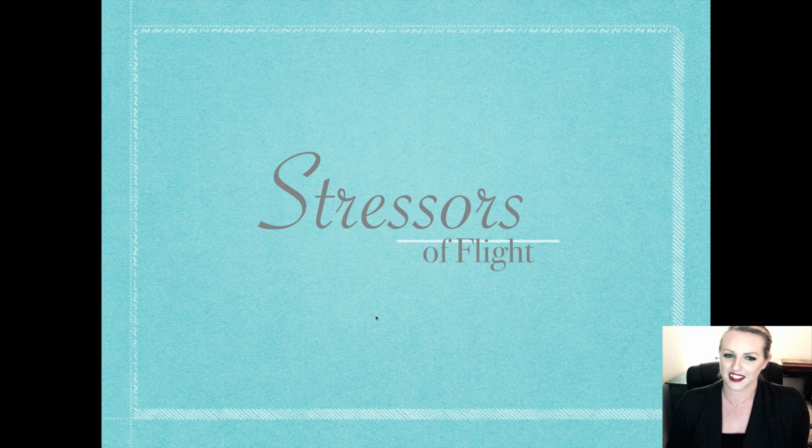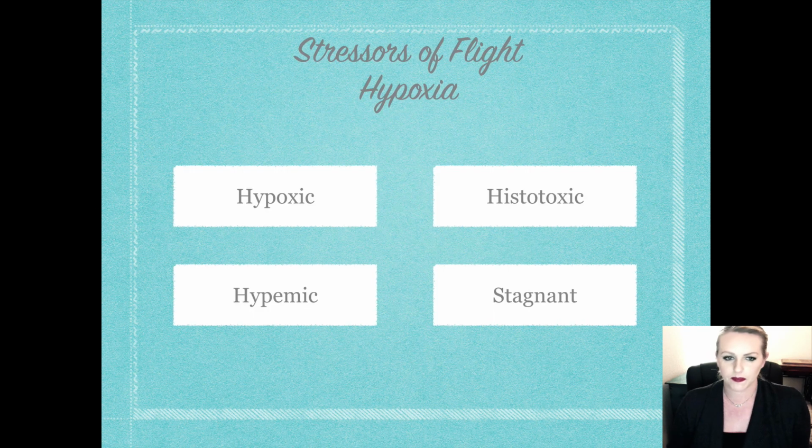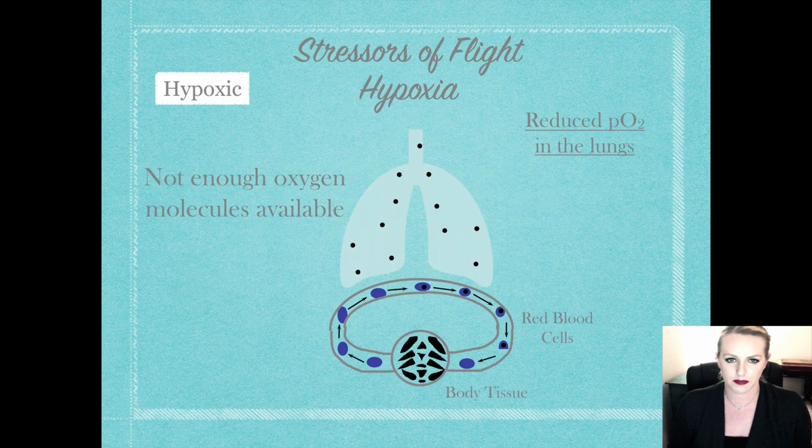We are done with gas laws. Yay! So let's move on to stressors of flight. One of the main stressors of flight is hypoxia. And there are 4 different types of hypoxia: hypoxic hypoxia, hypemic hypoxia, histotoxic hypoxia, and stagnant hypoxia. We're going to go over each of these.